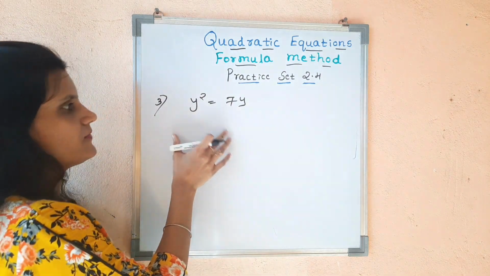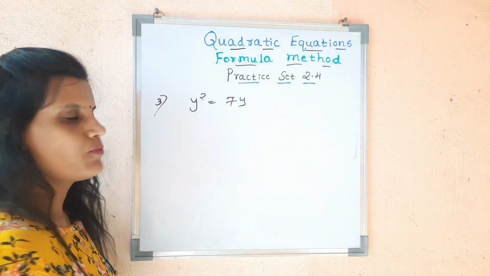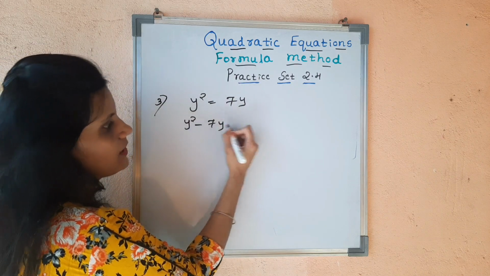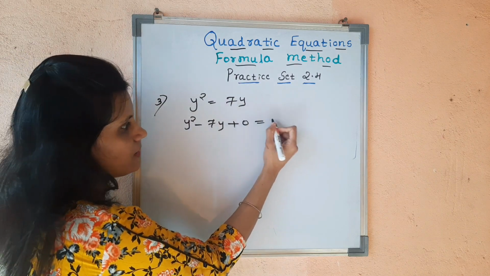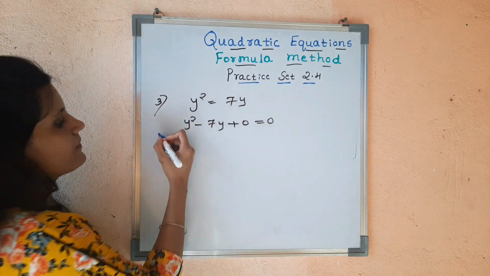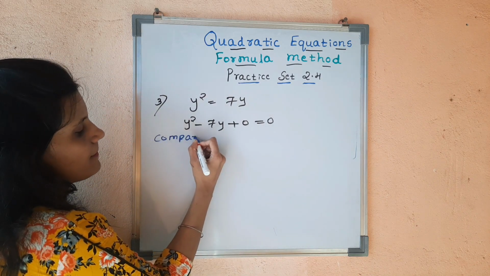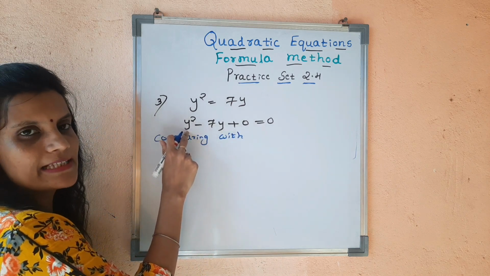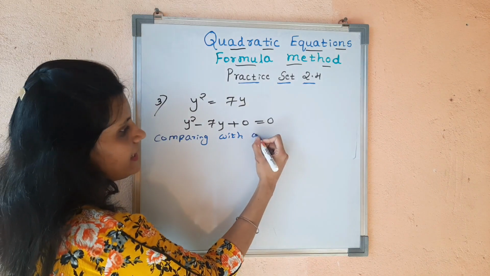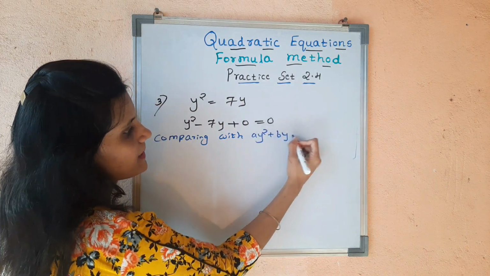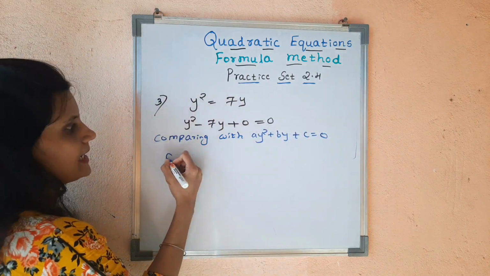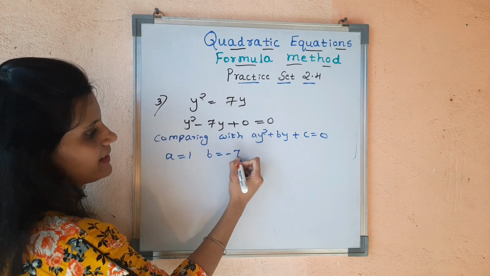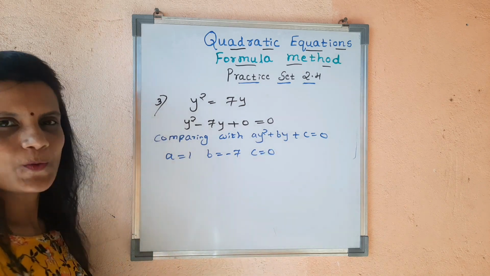Third sum has been given, y square is equal to 7y. How will you convert? Bring 7y to the left side, it becomes y square minus 7y, and in place of c nothing is there, so it is equal to 0. Comparing with the general form, the variable y has been given, so I will write ay square plus by plus c is equal to 0. I will get a is equal to 1, b is equal to minus 7 and c is equal to 0. Very simple.